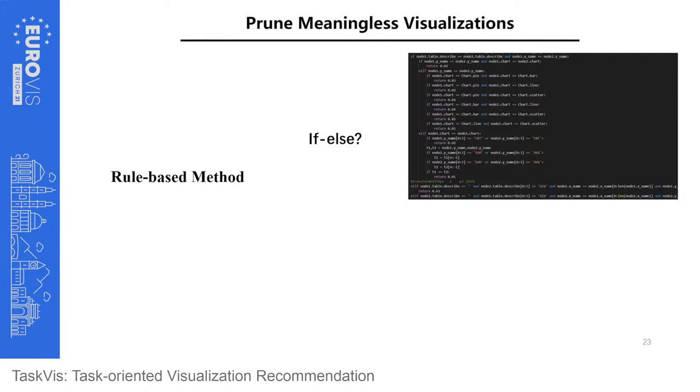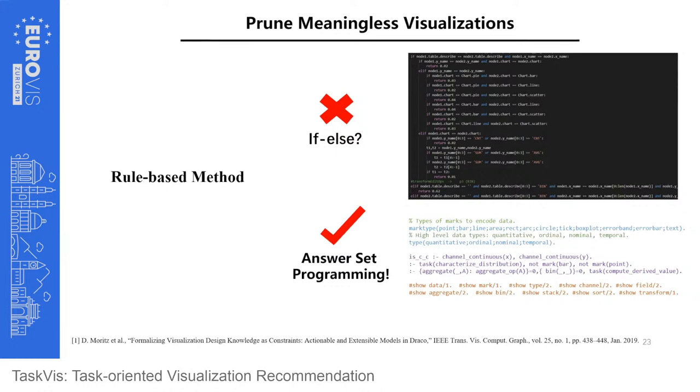As we adopt a rule-based approach, if we use traditional if-else programming structure to manage all the rules, the code will be messy and difficult to manage. Following the idea of Django, we leverage answer set programming to construct the rules in a uniform framework, and then use Clingo software to solve the problem.